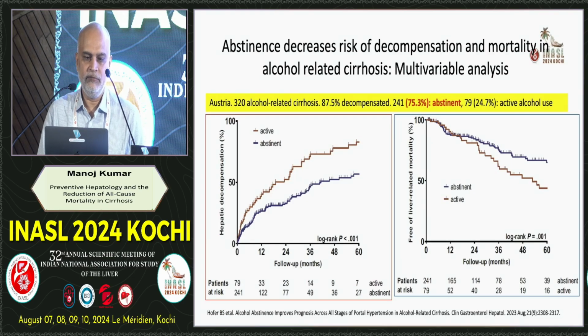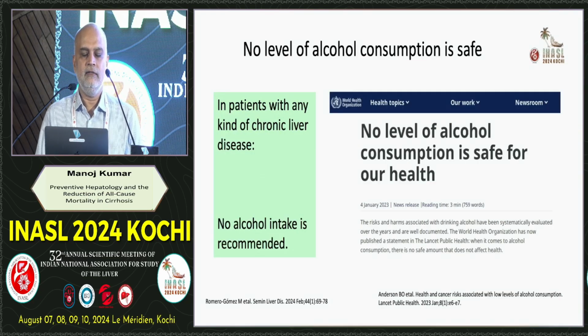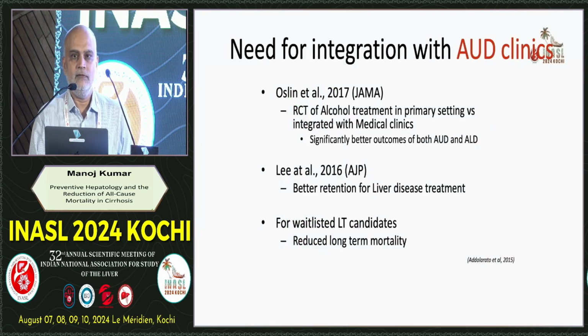We know that in patients with liver disease, abstinence decreases the risk of decompensation and mortality in alcoholic cirrhosis and also alcoholic hepatitis. There is no level of alcohol consumption that is safe in patients with any kind of liver disease, and even in the general population, no alcohol level is considered safe. But just saying that you shouldn't drink alcohol doesn't mean anything.